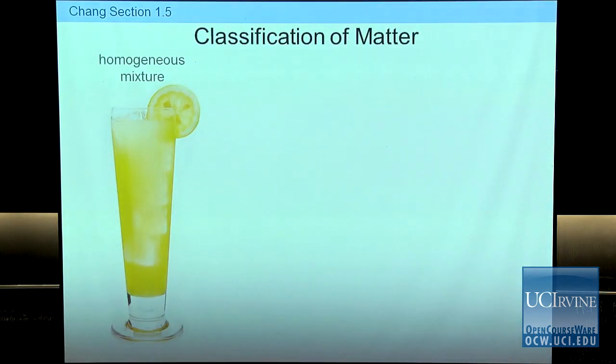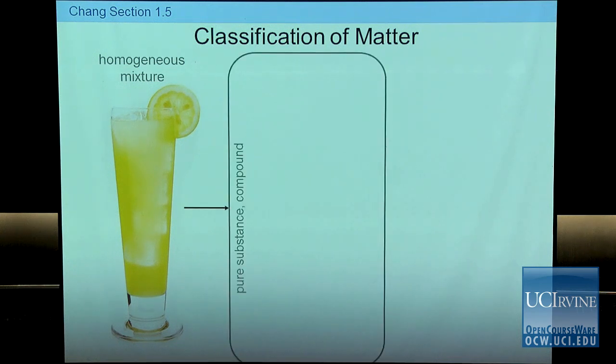Okay, so it's all about matter. Okay, so let's look at this last glass of, I don't know what it is, pineapple juice, orange juice. It looks particularly delicious today because it's kind of hot. I would classify this as a homogeneous mixture. A homogeneous mixture is a mixture because I know there are multiple things in this glass.